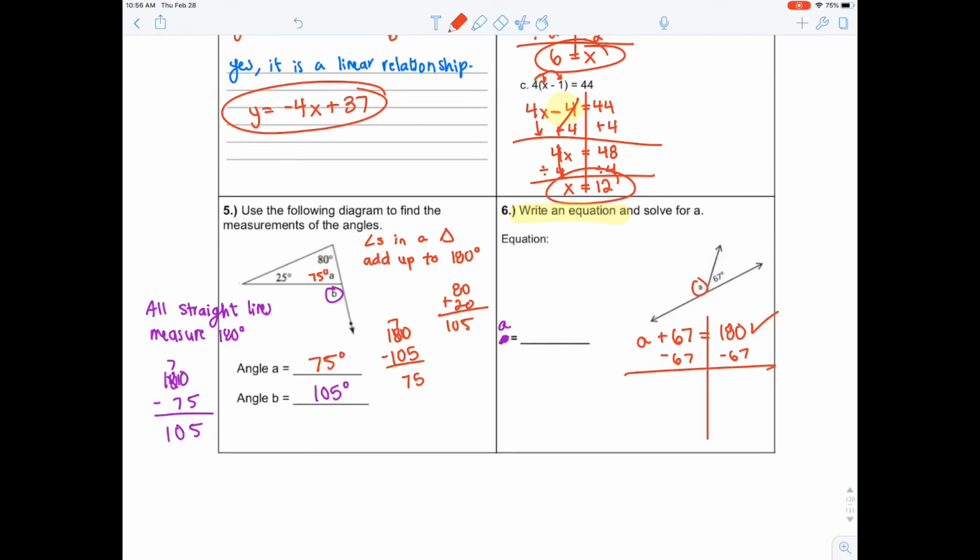Subtract 67. And these 67s are going to cancel out. Bring down my a. It's nice because my a is what I'm solving for, and I didn't need to do anything, really, to get it by itself. It was already by itself.